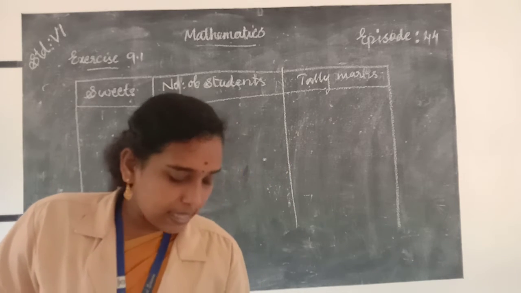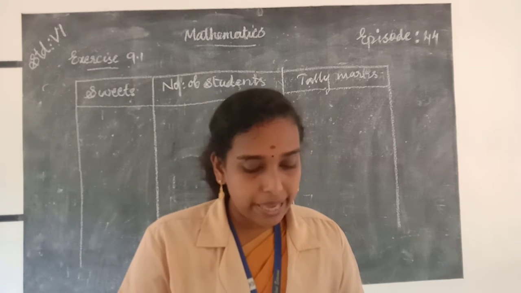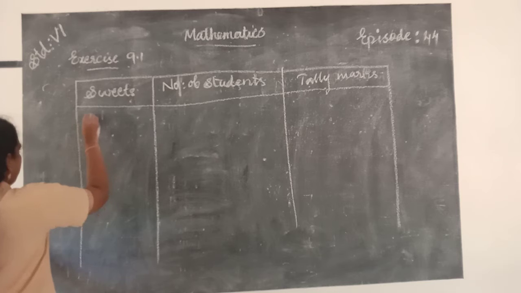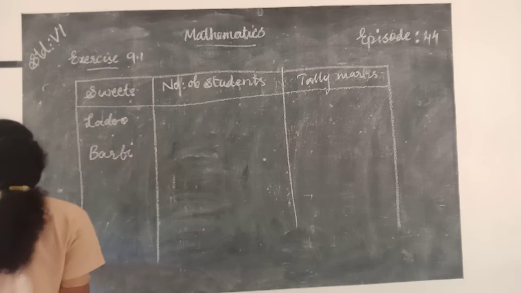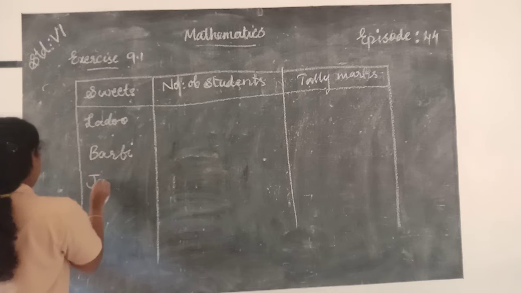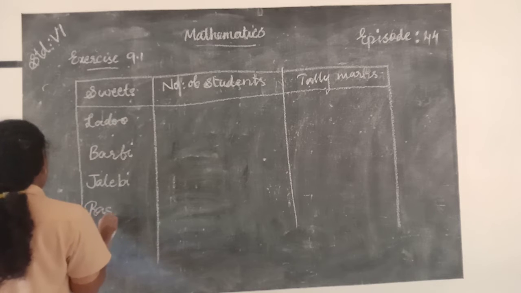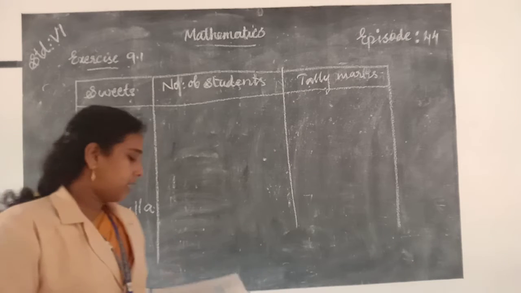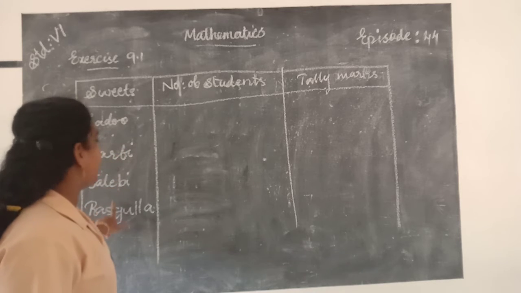And here the first sweet is laddu. The sweets are laddu, burfi, jalebi and rasgulla. These are the four sweets, and we want to find the number of students who chose laddu, burfi, jalebi and rasgulla.